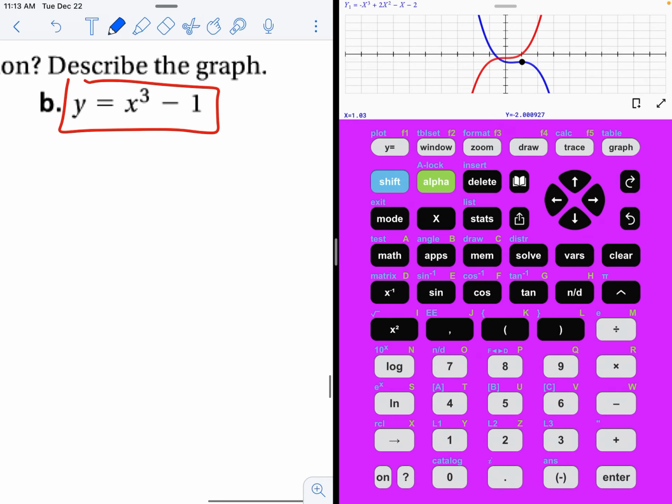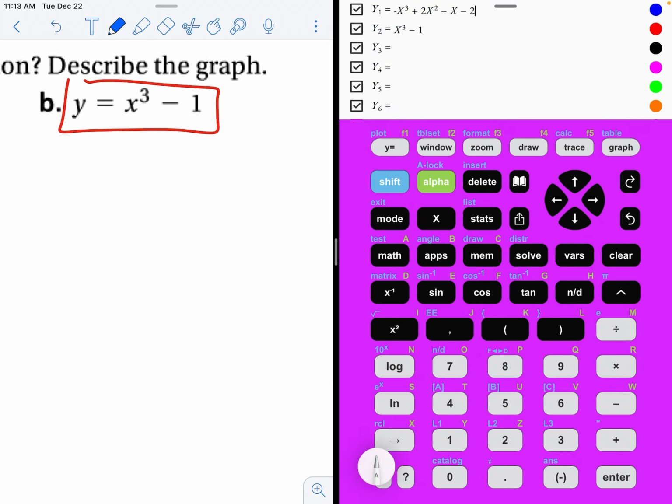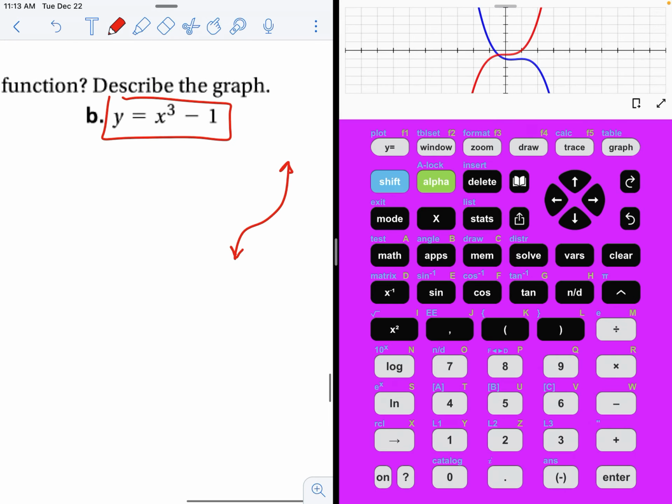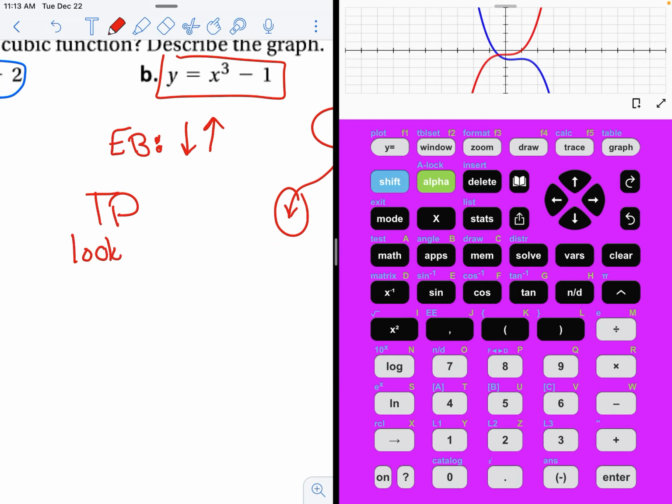Let's do part B. That is going to be my red line, and it looks something like this. Let's take a look at what's happening. First of all, the end behavior is pretty easy. It's down and then up. Now for the turning points. It looks like there's potentially two, because the power is a 3. Usually the number of turns is one smaller.